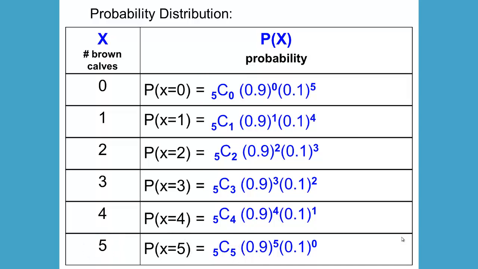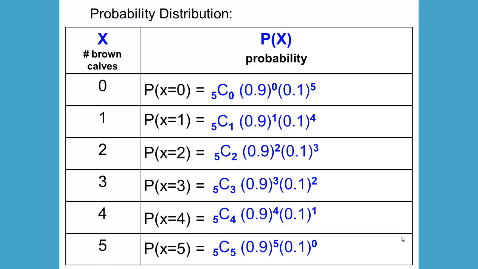Notice where the 5 comes from. The 5 is the total number of calves. The second part of your choose is the number that we're looking for. The 0 matches the 0, the 1 matches the 1, 2 matches 2, 3 matches 3, 4 matches 4, 5 matches 5.